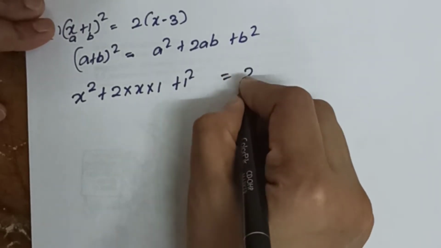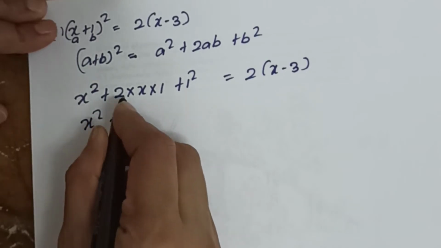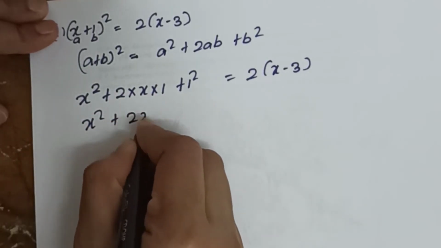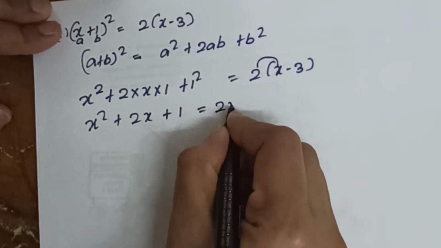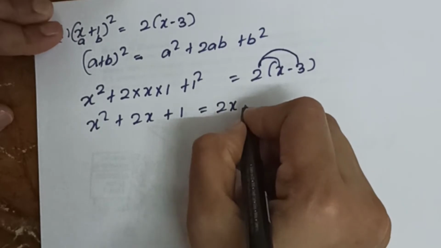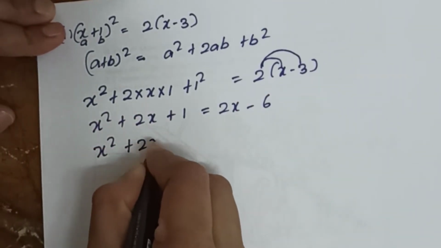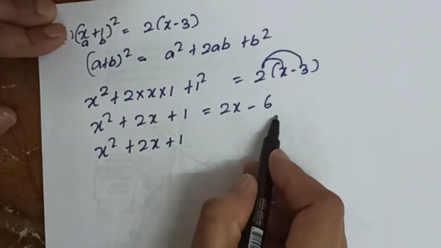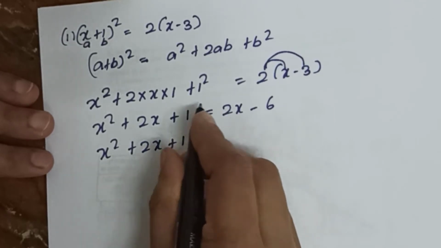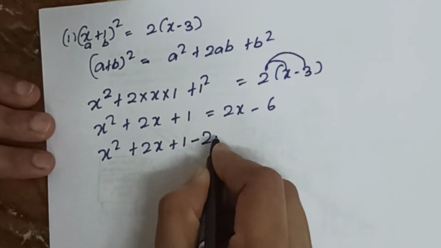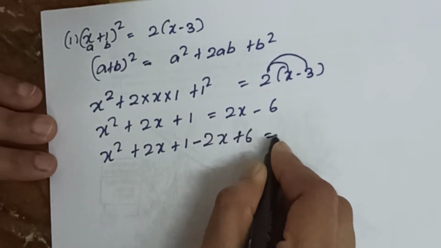And the right hand side is 2 into x minus 3. Here we have x square plus 2 into 1 into x, so it is 2x plus 1, equal to the right hand side 2 into x, it is 2x, 2 into minus 3 is minus 6. Now we have to solve it. x square plus 2x plus 1. Now we have to bring whatever is on the right hand side to the left hand side. So plus 2x when it goes to the left hand side will become minus 2x. Minus 6 goes to the left hand side, it will become plus 6, equal to 0.